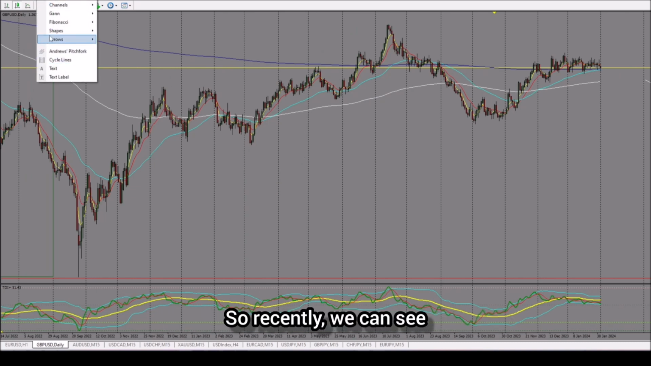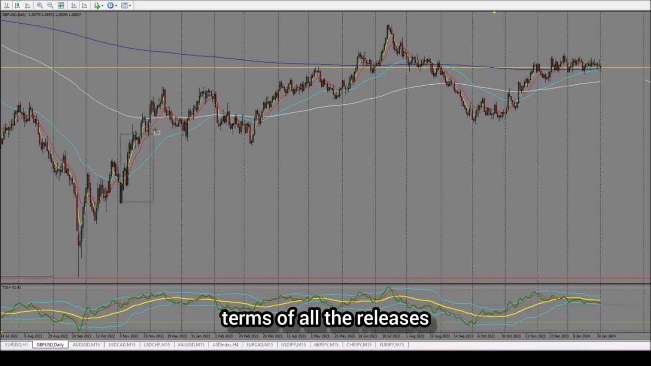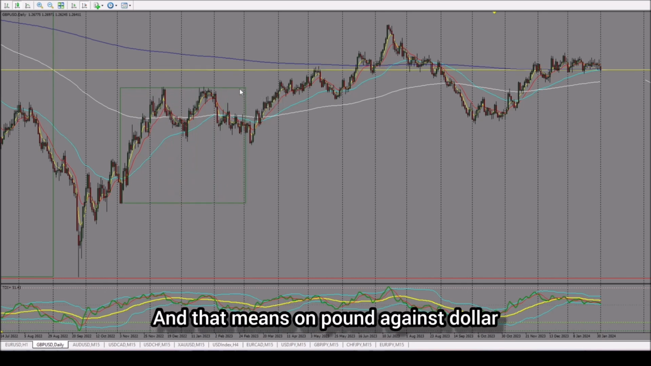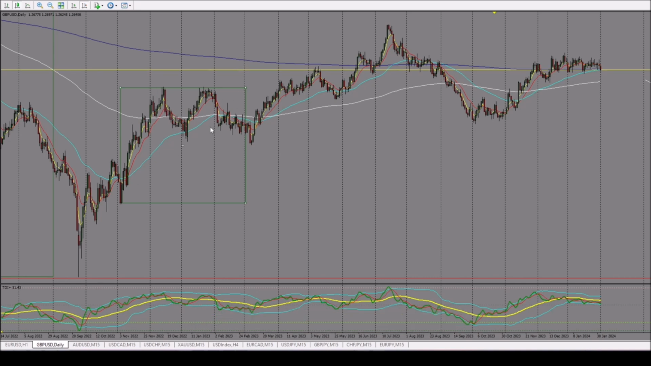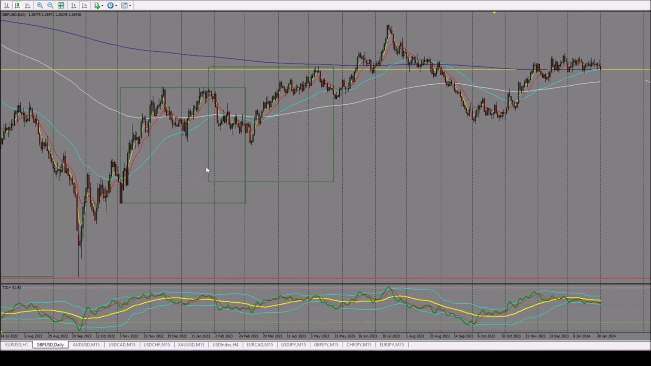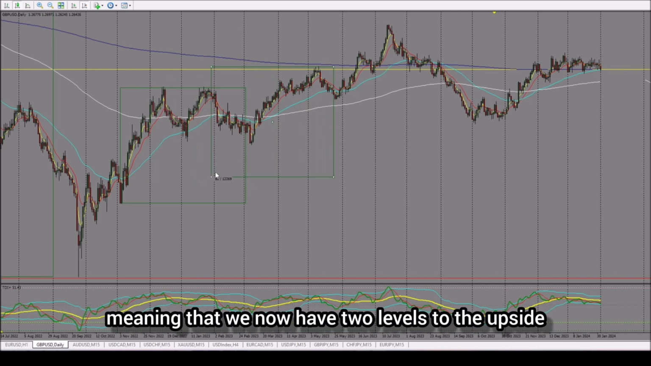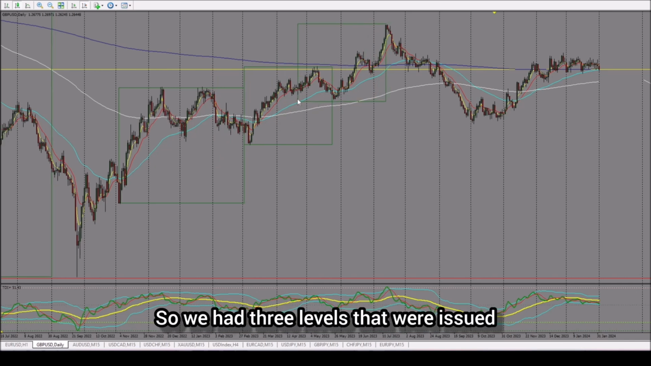So recently we can see that the US dollar was actually strong in terms of all the releases that were being issued, and that means on pound against dollar we will see the market dropping. So we had the first rise like that, and then we had the second rise like that, meaning that we now have two levels to the upside and then the last level to the upside, which is this one. So we had three levels that were issued.